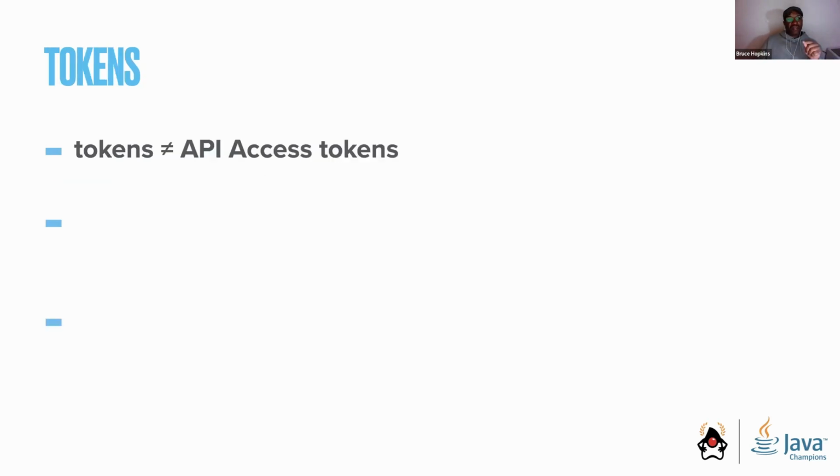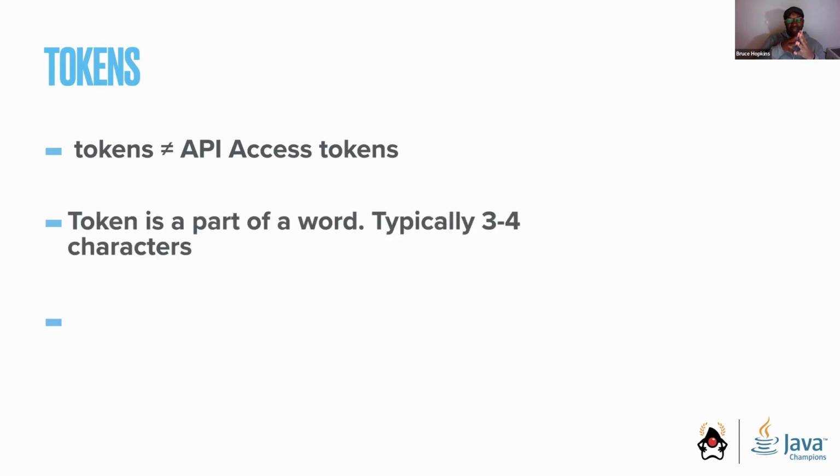So now that we talked about models, let's talk about tokens. The first thing, as a developer, if you are thinking, okay, I've already used APIs, I know what a token is. Well, not really. When you're dealing with OpenAI APIs, a token is not an API access token. From their perspective, a token is simply a fraction of a word, and it's really about 3 to 4 characters.